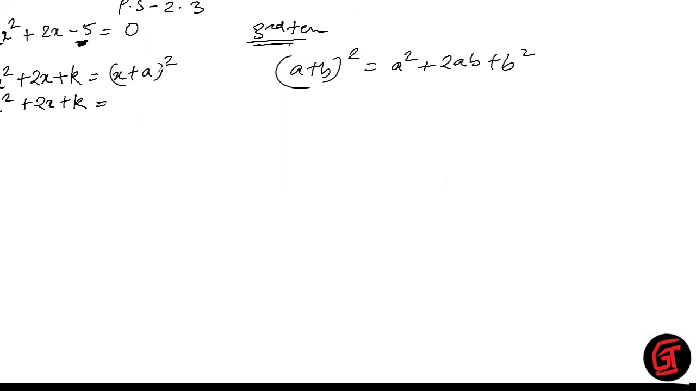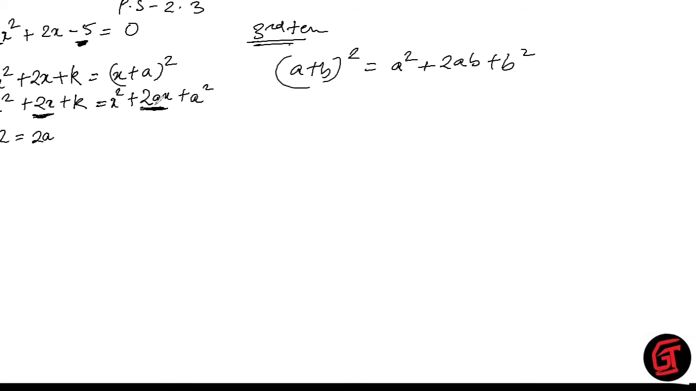So let's continue. Let's open the bracket here. So we get x square plus 2ax plus a square, the same way I got a square plus 2ab plus b square. Now if we compare the left hand side and the right hand side, compare the x term here and the x term here. What is the coefficient of this term? 2. And what is the coefficient of this term? 2a.